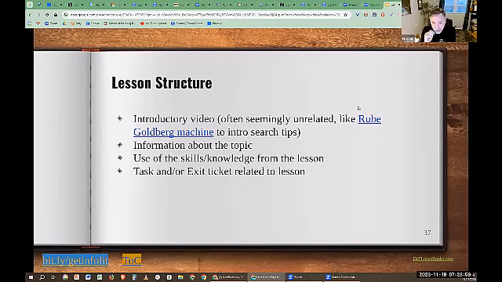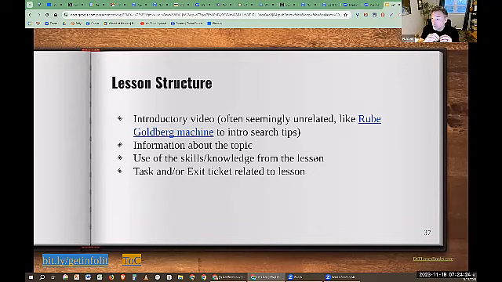When we talked about introduction to search tips, the introductory video was a Rube Goldberg Machine. And when we watched that, they were like, why are we watching this? I said, well, when you guys do searches, you go here, you go here, you go here, and then you find the answer you're looking for. So the way you're searching now is the Rube Goldberg Machine. I'm going to show you how to get around that and just get to what you need.